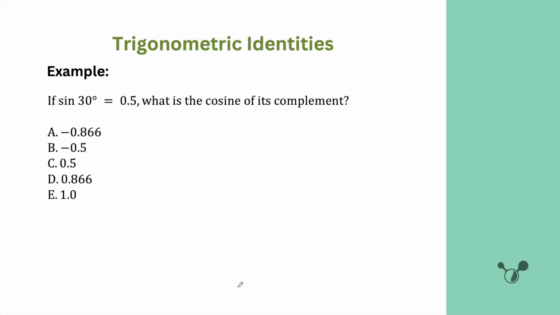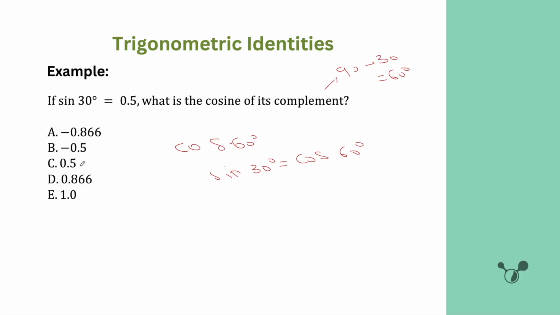Let's see some examples. This one says that if sine 30 degrees is equal to 0.5, what is the cosine of its complement? Complement is 90 minus the angle. 90 minus 30 degrees gives you 60 degrees. So what is cos 60 degrees? We know that sine 30 degrees is equal to cos 60 degrees, because of the complementary rule. So, without even putting pen to paper, we know that our answer is 0.5.